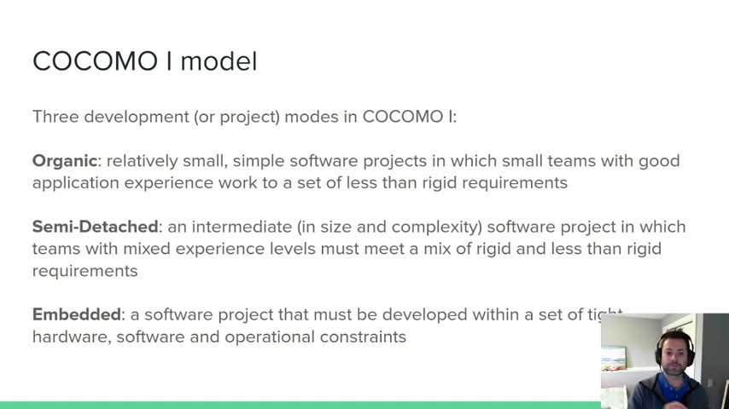You also have project modes or development modes. I like to think of these as modes and the other ones as levels, just so you don't use the same term. But basically, here you have organic, semi-detached, and embedded. So organic is a simple, small project, right? You have not super rigid requirements. It's a small thing. You can get a good estimate with an organic model. We have then something a little more intermediate in size, intermediate in complexity.